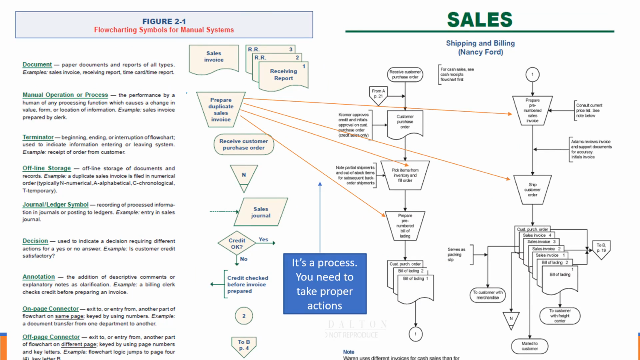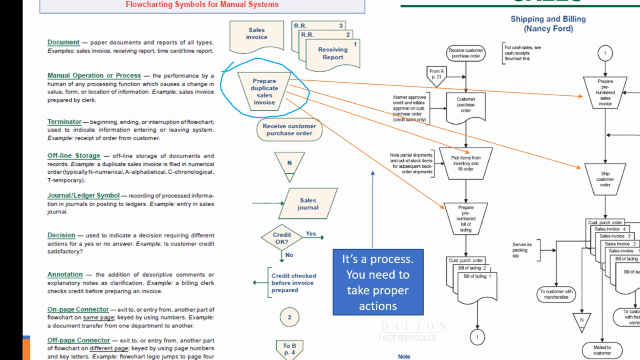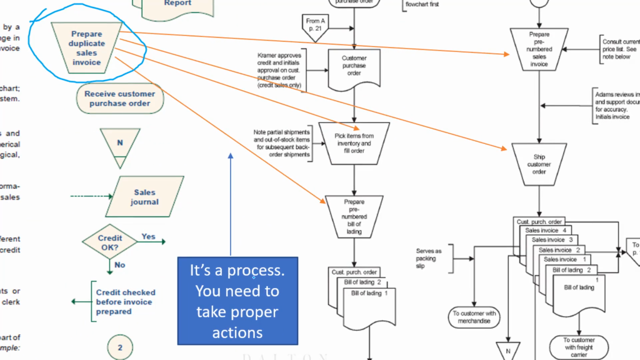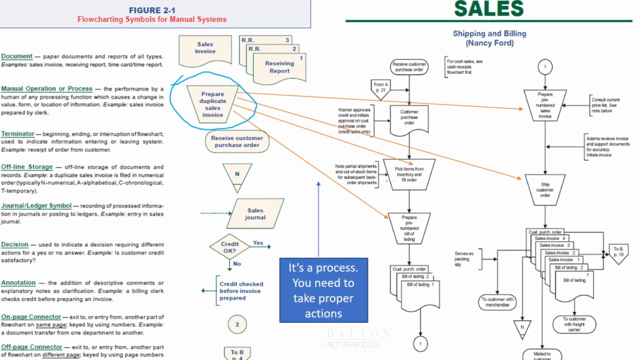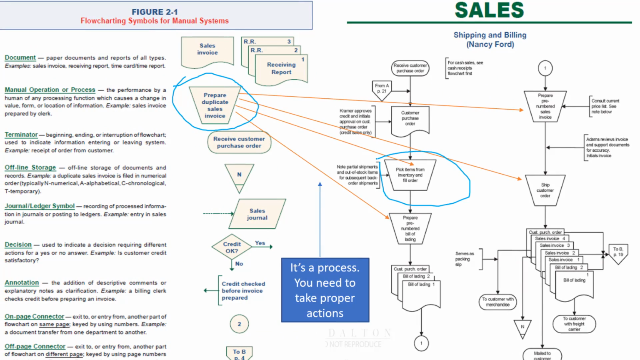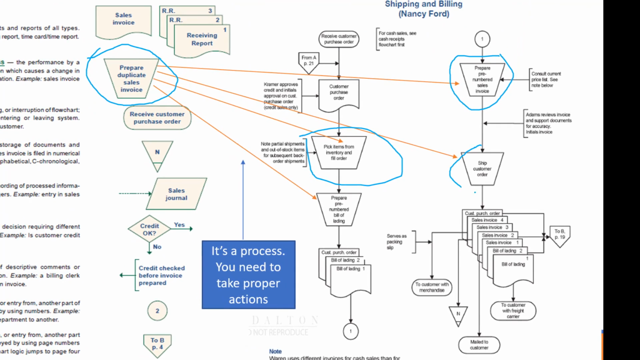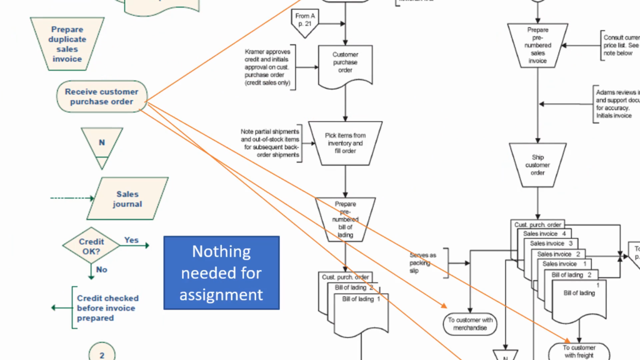So next, when you see this shape here, that means it's a process action. You need to take some sort of action. So you can see here, this is a trapezoid, an upside down trapezoid. That means that you need to take some sort of actions. And in here, you can see that you need to pick goods from inventory, okay, and fulfill the order. This would be a process action to be taken. Whenever you see this trapezoid, that means process, represent the process.